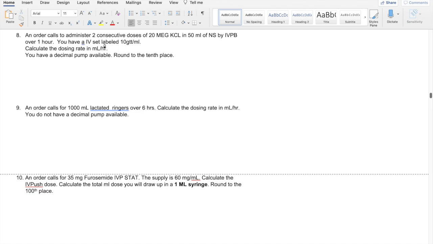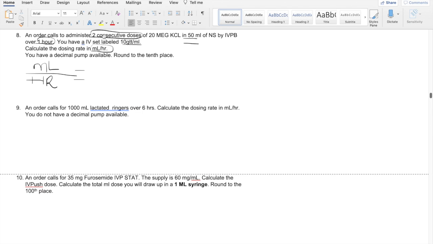Now another question is asking us, an order calls to administer 2 consecutive doses. Remember, 2 consecutive doses of 20 mEq KCl and 50 milliliters of NS by IVP over 1 hour. You have an IV set labeled to 10 drops per minute. Calculate the dosage rate in milliliters per hour. So right off the bat, we're going to put milliliters per hour. All right. This is our reference.